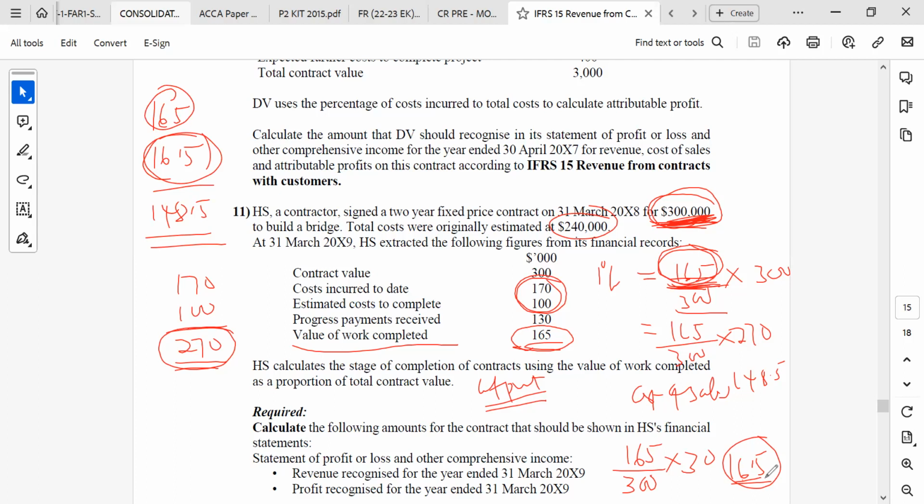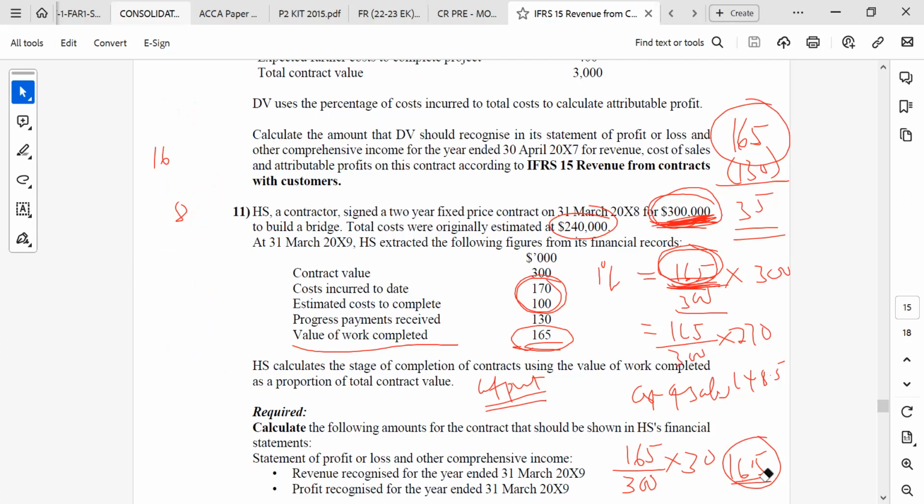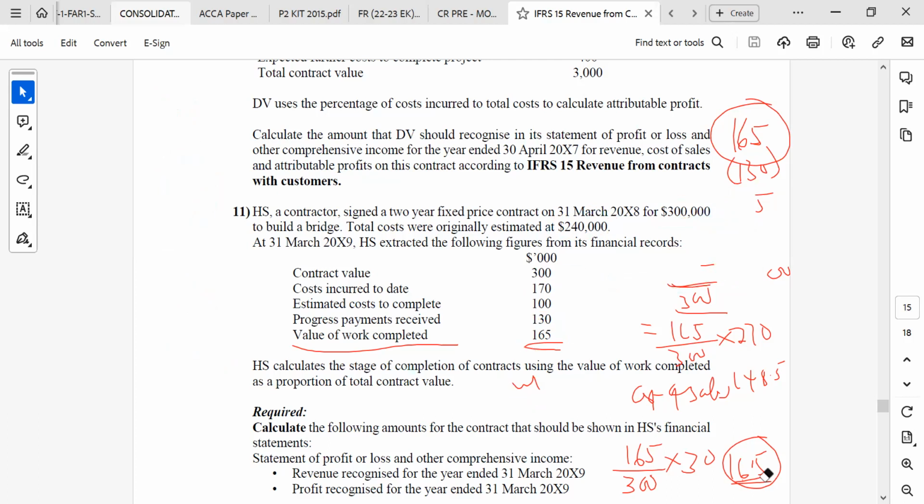Okay. The question now is the amount that you'll be invoicing to the customer will be 165. So that is the selling price of the contract. How much did the person pay? The person has paid only 130. So you now have a contract asset of 35. All right. So this is about the construction contracts where you use two methods, input method or output method. Very simple.